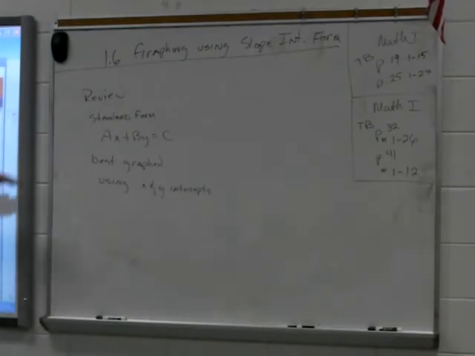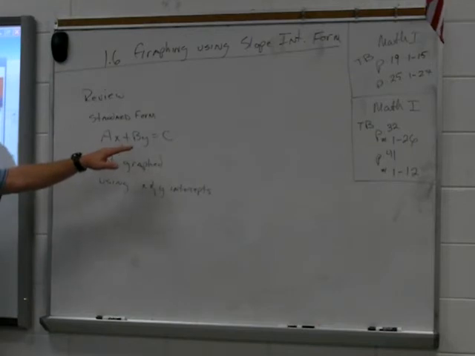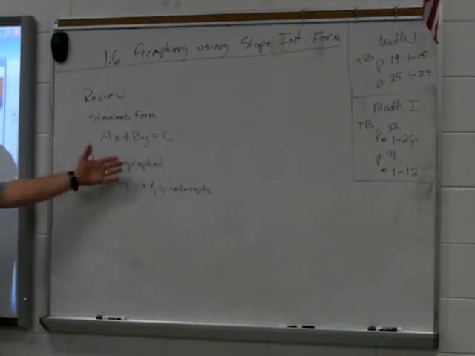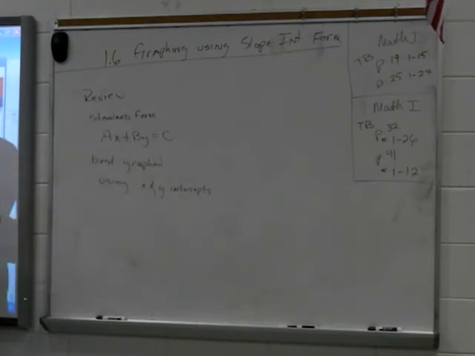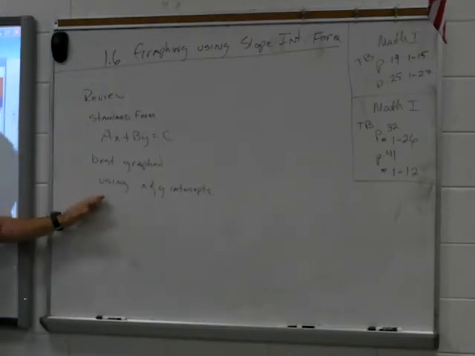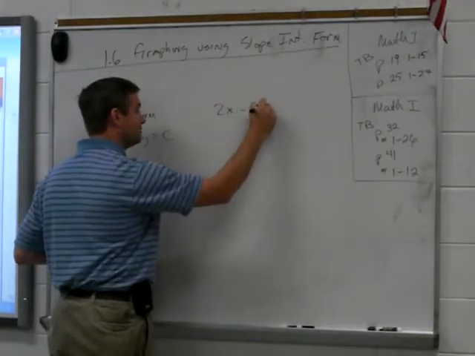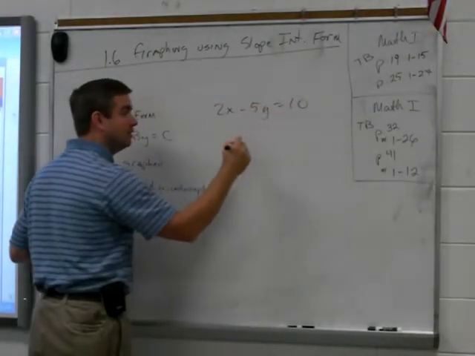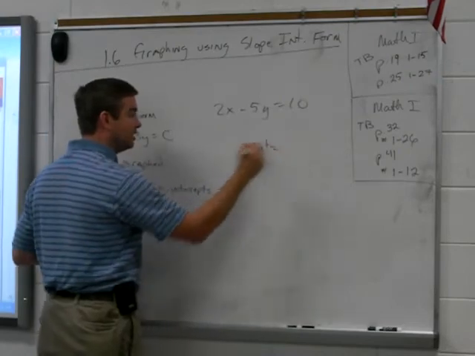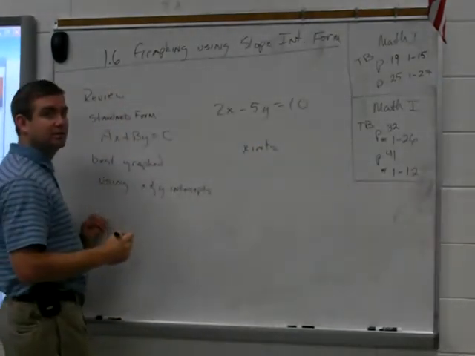So if it looks like AX plus BY is equal to C, like we did for homework, section 1.4, then it's best graphed using X and Y intercepts. An example of that would be 2X minus 5Y is equal to 10. What is the X intercept? You ought to be able to look at it and tell me. What is it? 5, right?